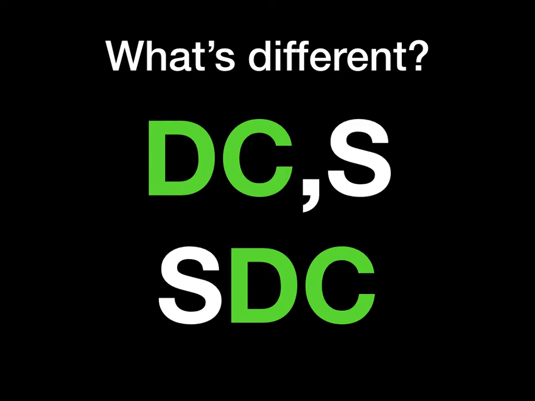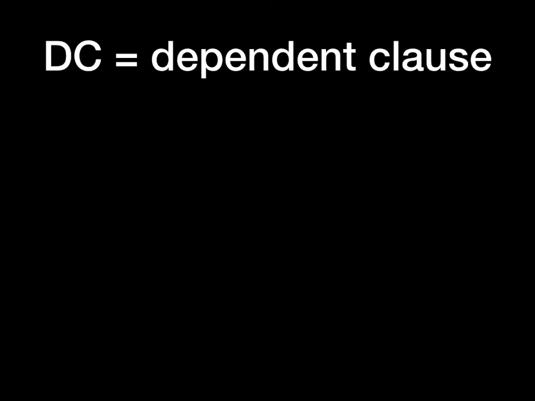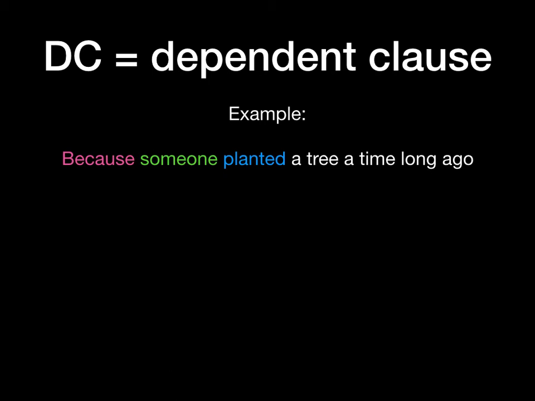This makes sense because we learned in earlier sentence patterns that if you introduce your sentence with anything, you need a comma after it. So if you introduce your sentence with a dependent clause, that's why you have your comma. So what is a dependent clause? DC stands for dependent clause, and a dependent clause has three things. Let's look at an example and figure out what these three things are.